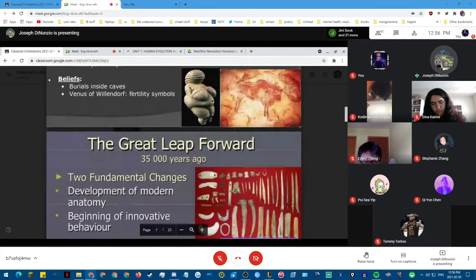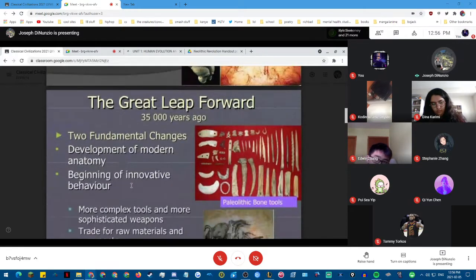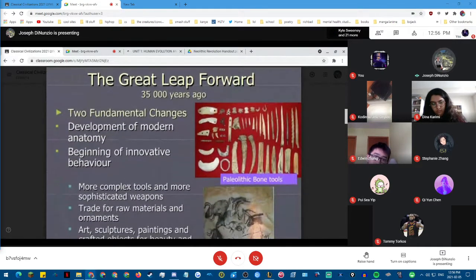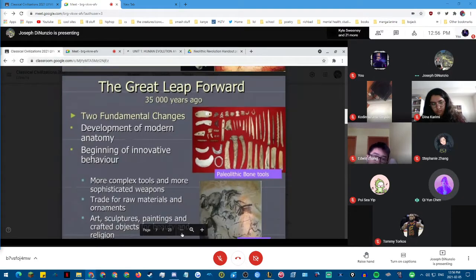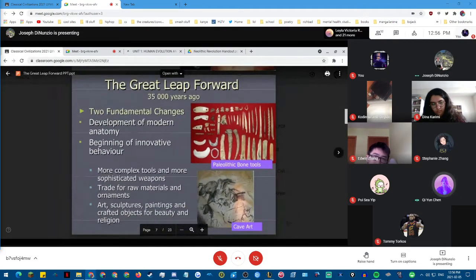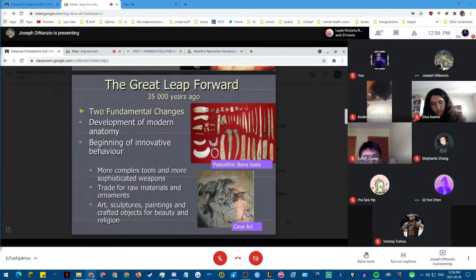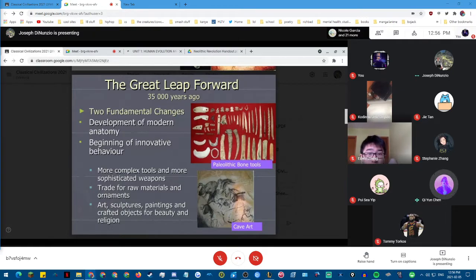Okay, now another big step. Make sure you write this down or you remember this. The Great Leap Forward, please. The Great Leap Forward, which was 35,000 years ago. There were two fundamental changes: the development of modern anatomy and the beginning of innovative behavior. There were more complex and more sophisticated tools, trade for raw materials and ornaments, and art, sculptures, paintings, and crafted objects for beauty and religion.